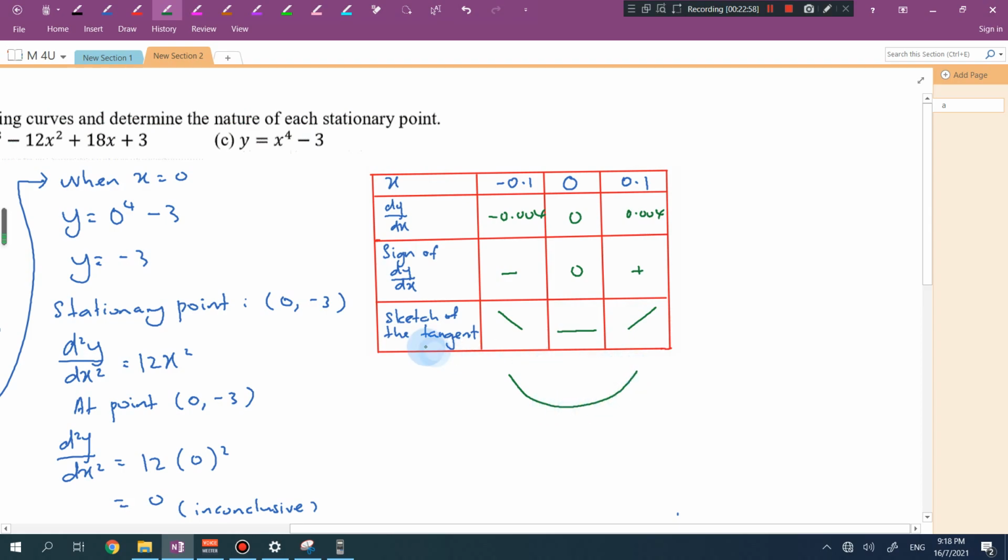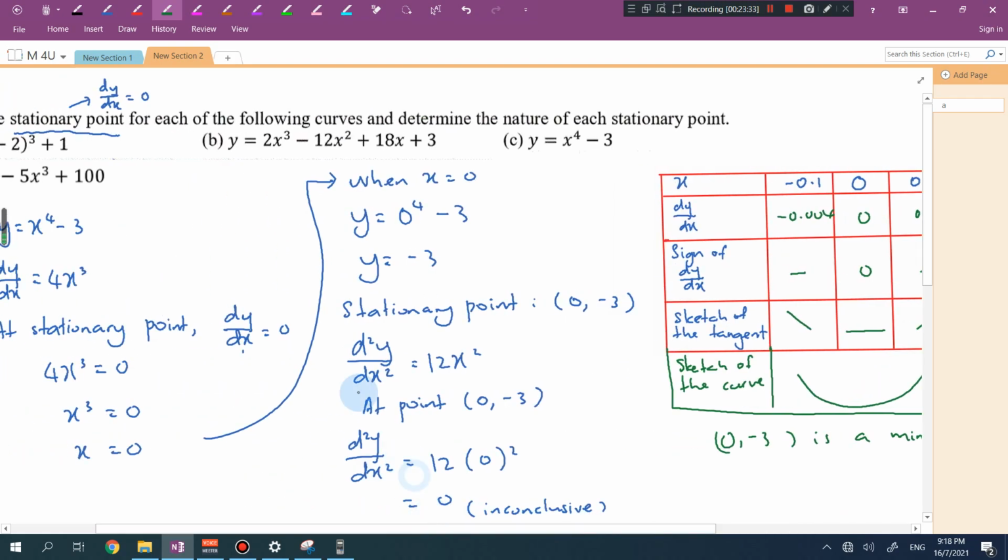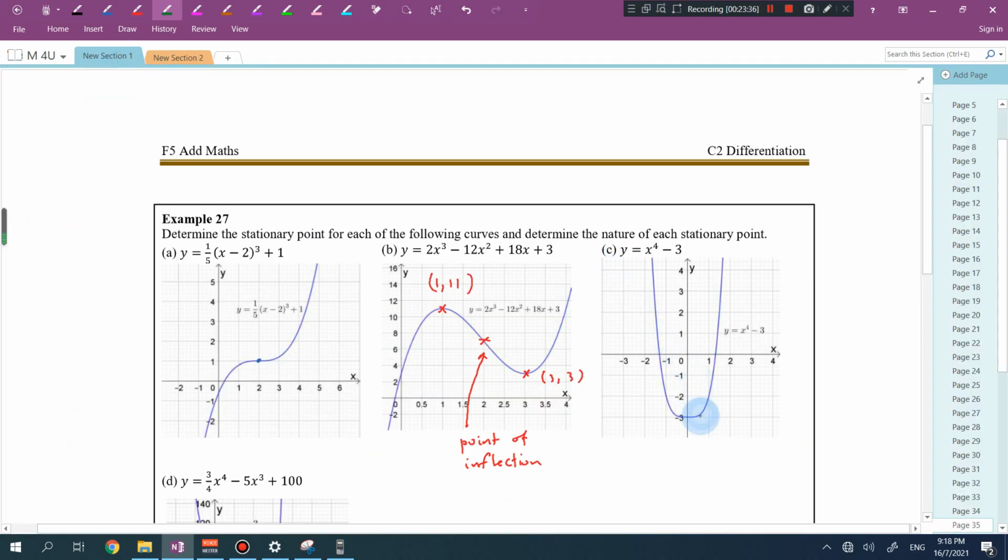If you want to add one more column, you will need to draw this for that column. Here you can write sketch of the curve. So this is a minimum point. This stationary point, (0, -3), is a minimum point. If you want to see the graph, this will be the graph. (0, -3) here, minimum point.